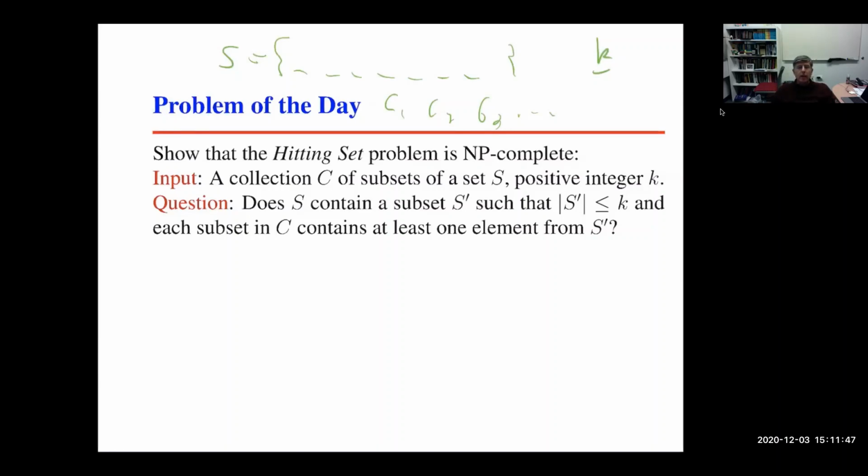And we're asking, do there exist K of these items such that every subset that we're given as input has at least one representative from our chosen set? If you want to think about what the hitting set problem is, it is about finding representatives. Let's say I had wanted at the beginning of the semester to form a student committee to come talk to me about issues in 373.